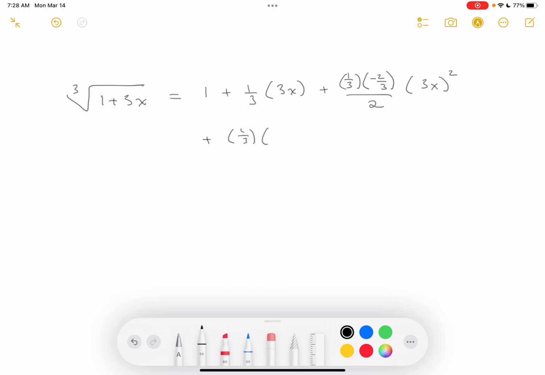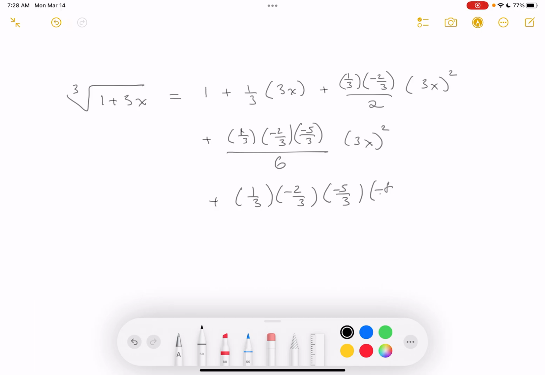1/3 minus 2/3. I want to point out these have a nice pattern. And it's going to be 3 factorial, which is 6. It's going down by 3, so this will be minus 5. When I say down, the numerator is going down. Let's put the next one down. Going down by 3. And it's going to be 24 now, 4 factorial, 3x to the 4th power.